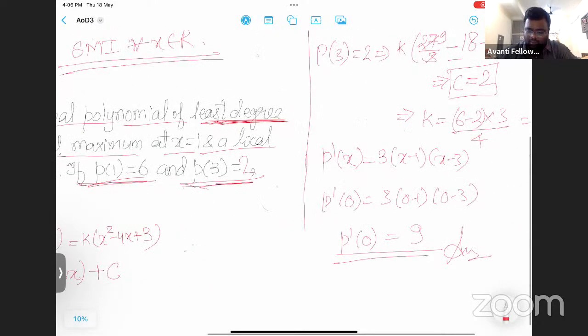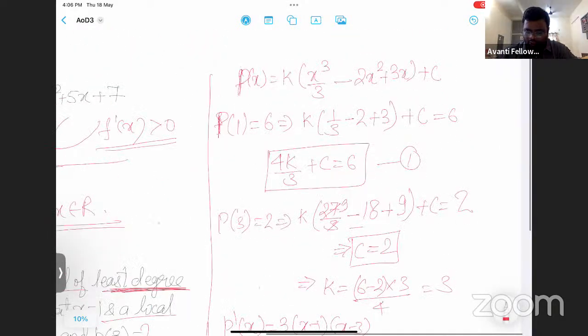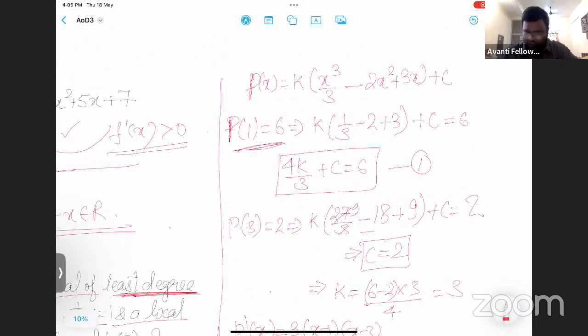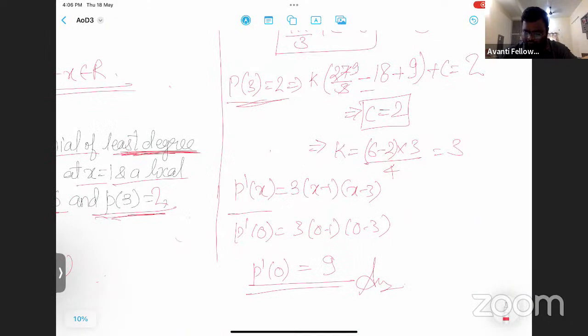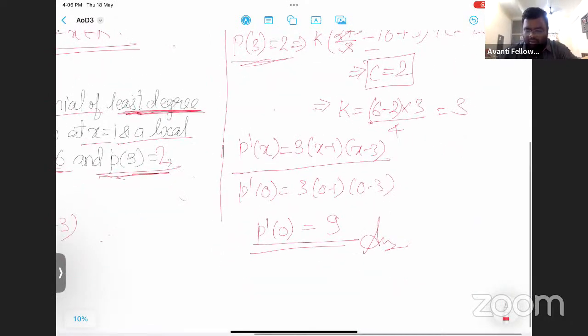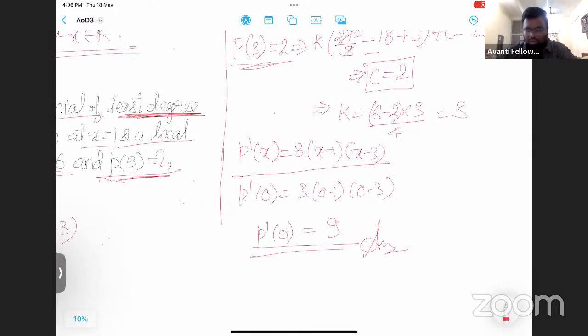Then we use the given two pieces of information to find the values of k and c: P(1) equals 6, P(3) equals 2. Once we get the values of k and c, we again find the value of P'(x), which is 3 times (x minus 1)(x minus 3), and then P'(0). So 3 into (0 minus 1)(0 minus 3), minus minus plus, 3 into 3, which is 9. This is our answer.